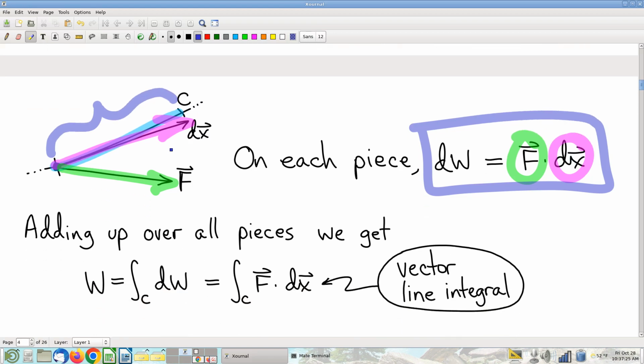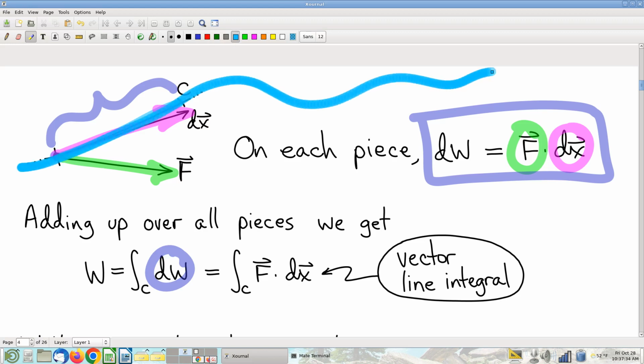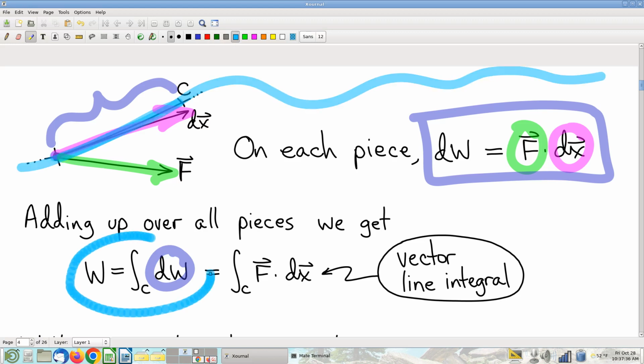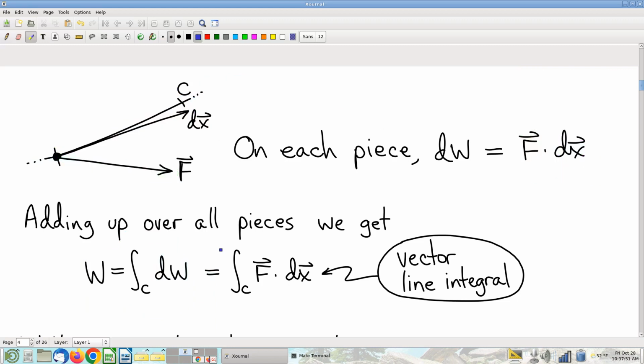And then we just add those up. All those little pieces of work, we add up over the entire curve, whatever that entire curve is. We have a formula for our little pieces of work. There it is, F dot dx. And here's our new expression. It comes a little bit unexpectedly, semi-unexpectedly anyway.